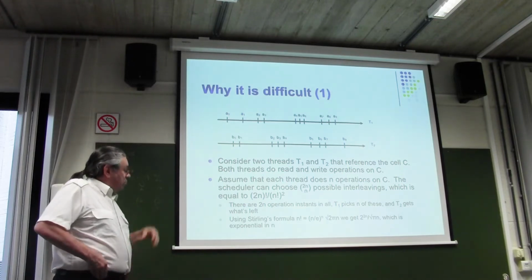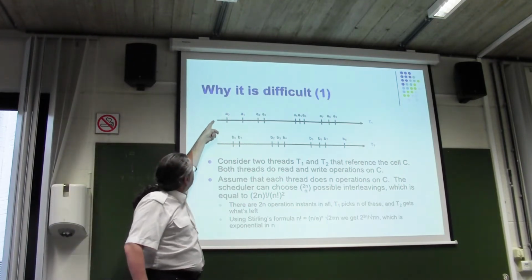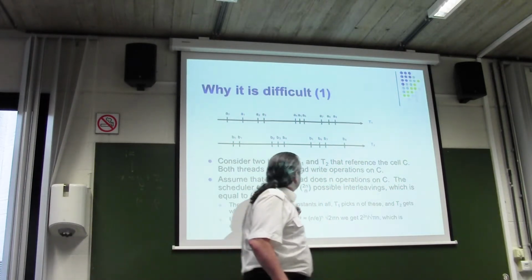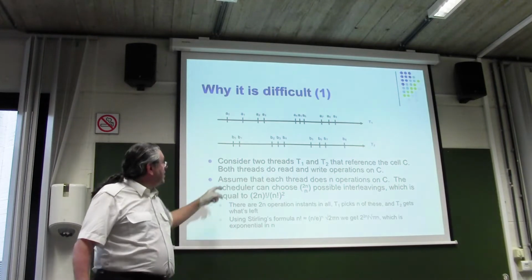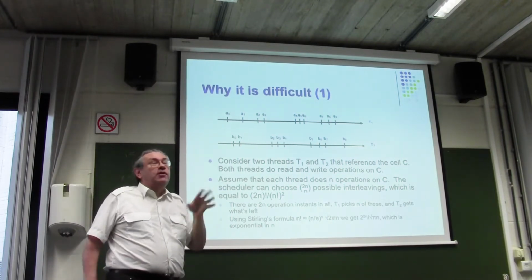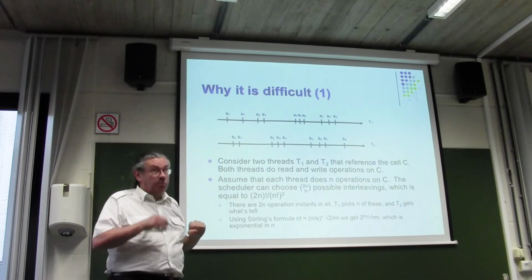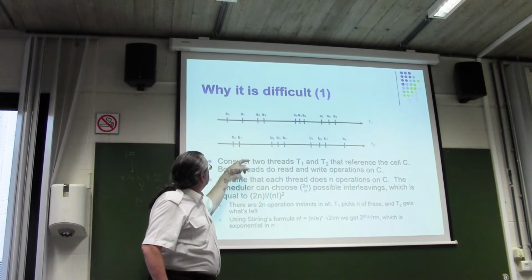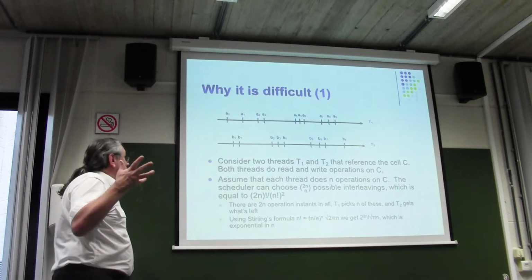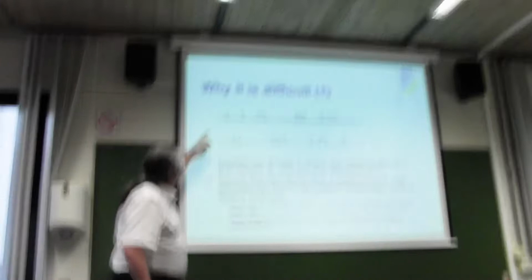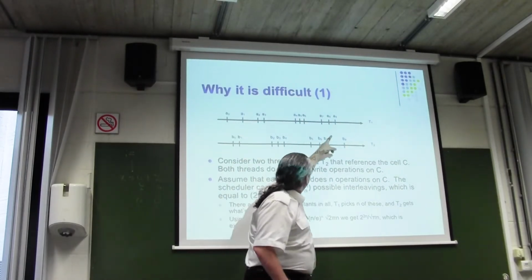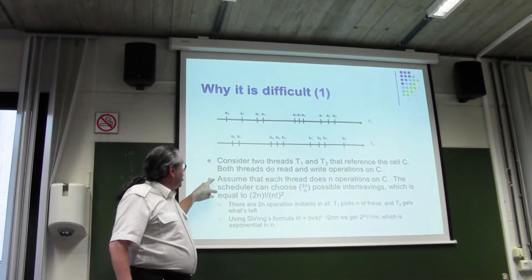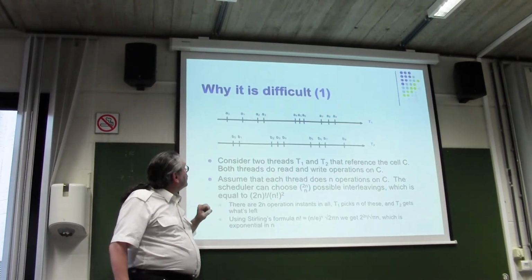Here is an example to show you why it's hard. I have two threads, and they are referencing cell C. So T1 and T2 reference C, and they do read and write. They might do exchange, but let's just look at read and write for this example. So the A0, A1, and B0, B1 are either read or write operations on the cell. Okay? So T1 is doing n operations. Here I have 10, but in general, n operations. T2 is also doing n operations. Each thread does n operations.